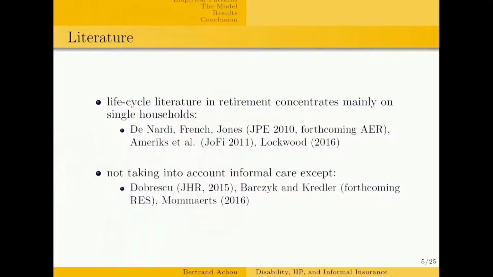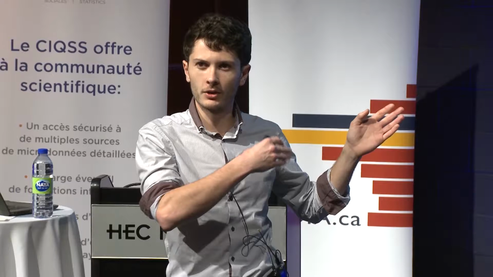So just a little bit of literature, but I'm going to go relatively fast on this. The life cycle literature in retirement has concentrated mainly on singles. You have several papers by Bertrand and Jones, which I think a lot of you know about. You also have some works by Ameriks et al. about bequest motives, and Lockwood also about bequest motives and long-term care insurance demand. And you have several other papers which I did not cite because the literature review could be quite long.